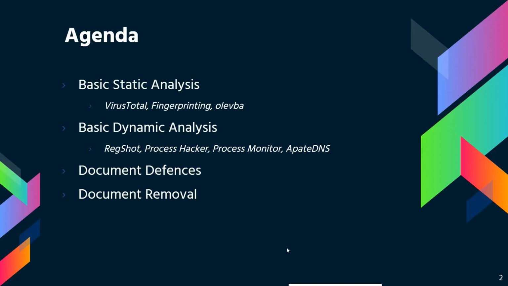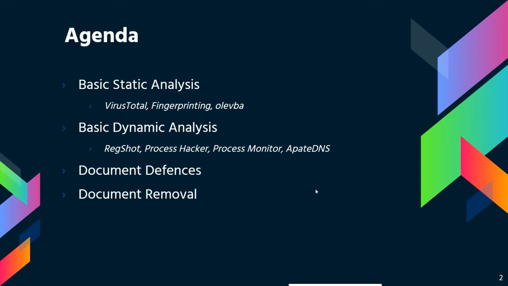Using the tools above for static analysis, we managed to identify that this document does contain some code written in VBA, which matches the results from VirusTotal. However, it is heavily obfuscated, so we will need to do dynamic analysis to find out the purpose of this document. Now, we will be carrying out dynamic analysis using Regshot, Process Hacker, Process Monitor, and Apate DNS.